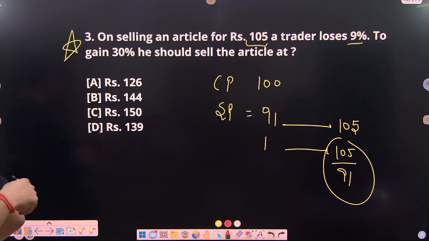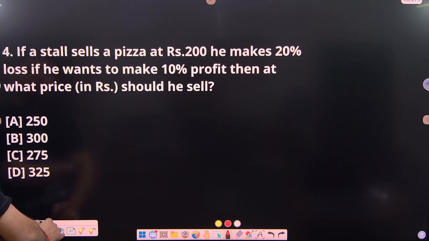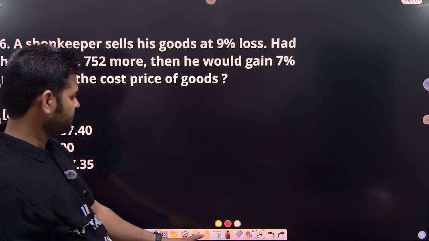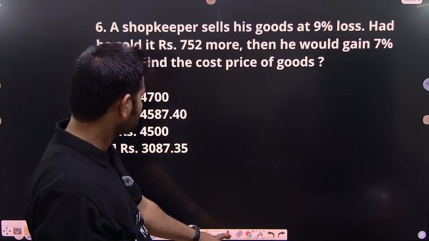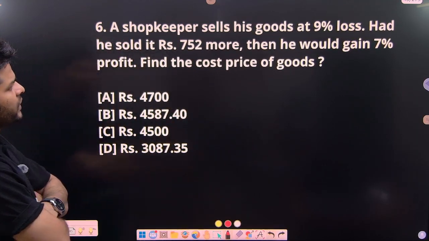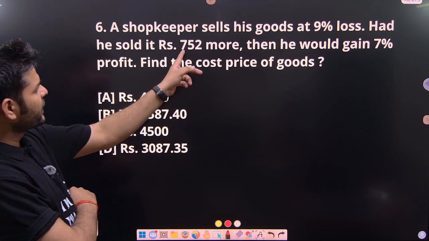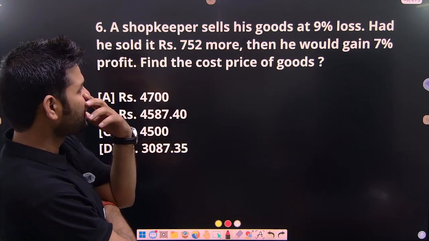Of the same type, question 6. Question 6 is, a shopkeeper sells his goods at 9% loss. Had he sold it for rupees 720 more, then he would have gained 7% profit.